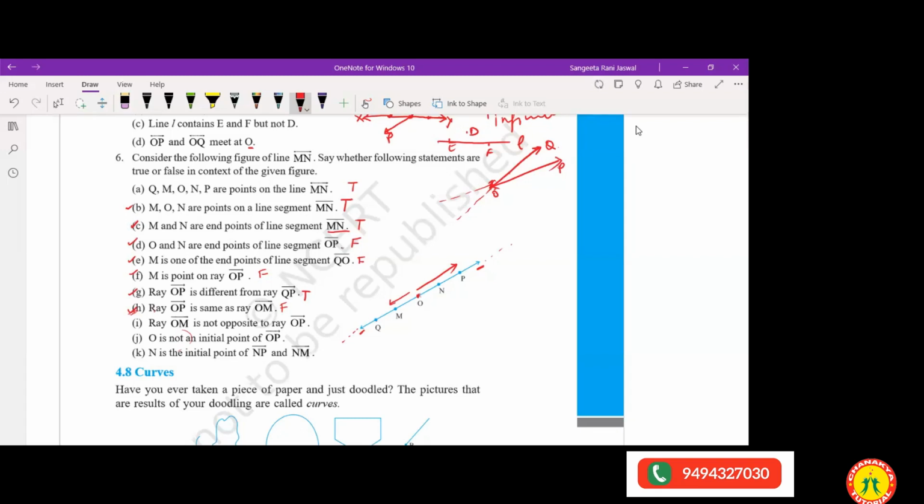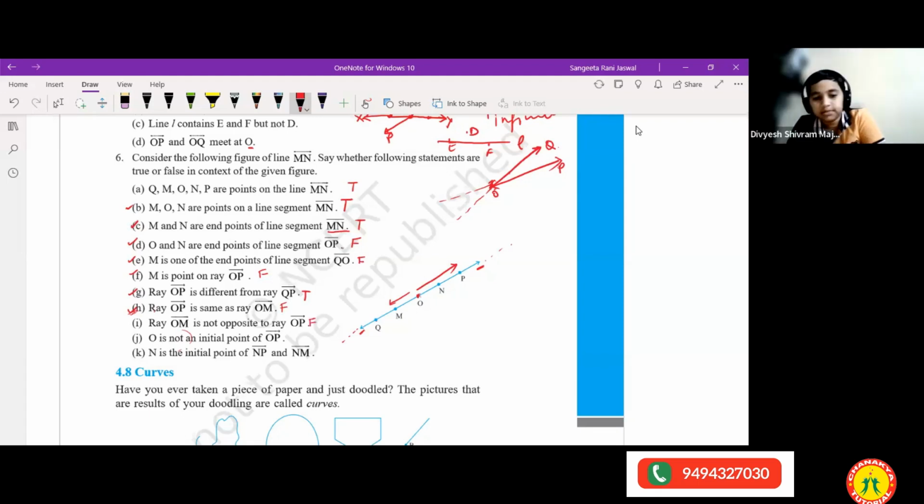Okay, ray OM is not opposite to ray OP. Of course, it is opposite. So it's false. Ma'am, it's false.